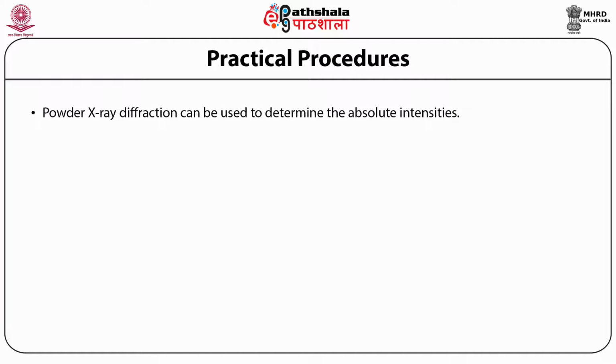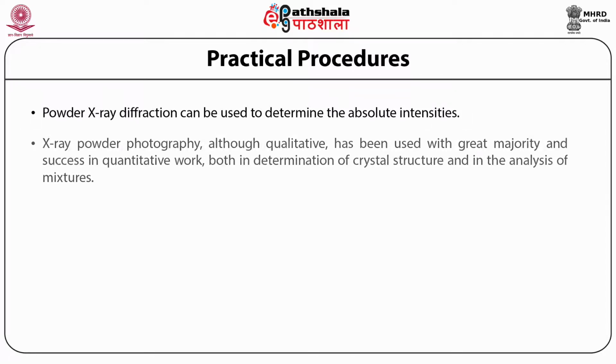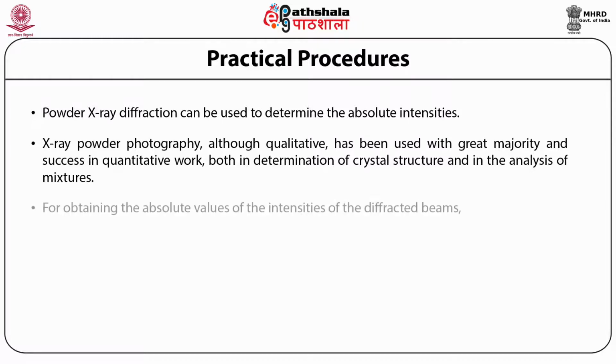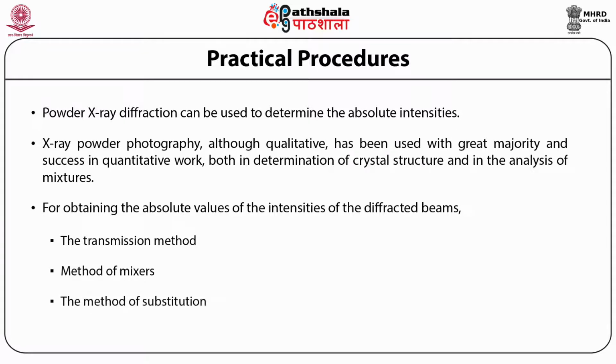Powder X-ray diffraction can be used to determine the observed intensities. X-ray powder photography, although qualitative, has been used with great success in quantitative work, both in determination of crystal structure and in the analysis of mixtures. For obtaining the absolute values of the intensities of diffracted beams, the transmission method, the method of mixtures, the method of substitution, and the ordinary Debye-Scherrer method are used.